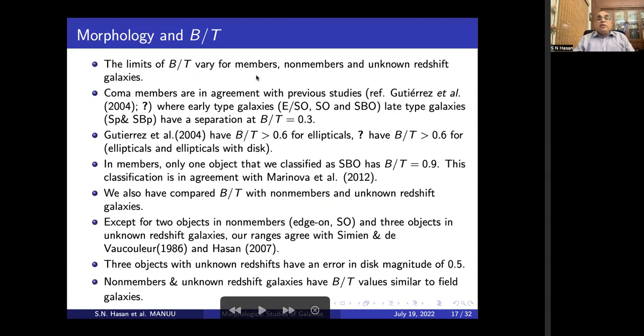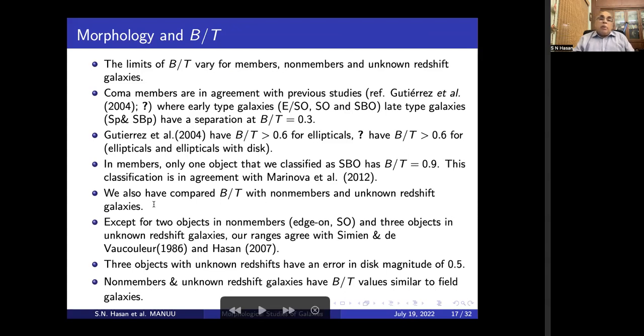The limit of B by T varies for members, non-members, and unknown redshift galaxies. Coma members are in agreement with previous studies of Gutierrez et al. And the late type galaxies have a separation at B by T equal to 0.3. Gutierrez et al. 2004 have given B by T ratio to be greater than 0.6 for ellipticals, and B by T less than 0.6 for ellipticals with disks. In members, only one object that we classified as SB0 has B by T 0.9. This classification is in agreement with Marinova et al.